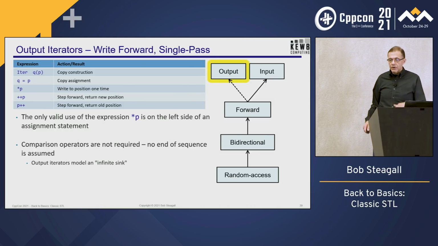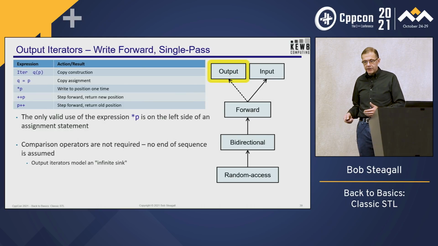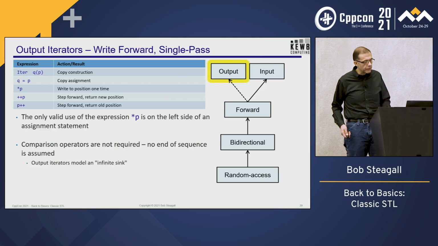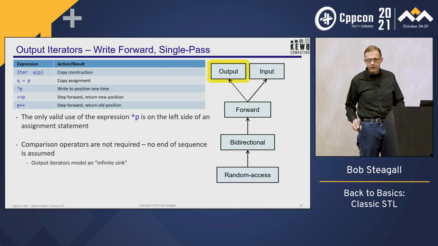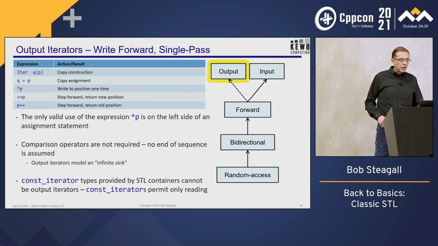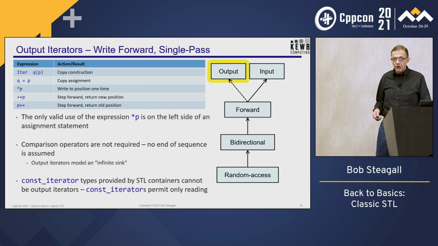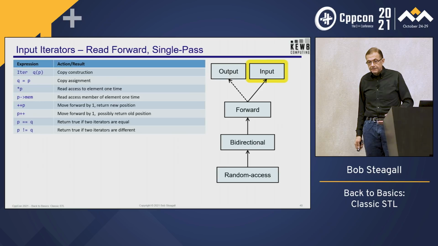Comparison operators are not provided for the output iterator interface because there's no conception of the end of sequence. They model the idea, as I said before, of an infinite sink. And by the by, const iterator types that are provided by our STL containers cannot be output iterators because they only permit reading, right? Correct?